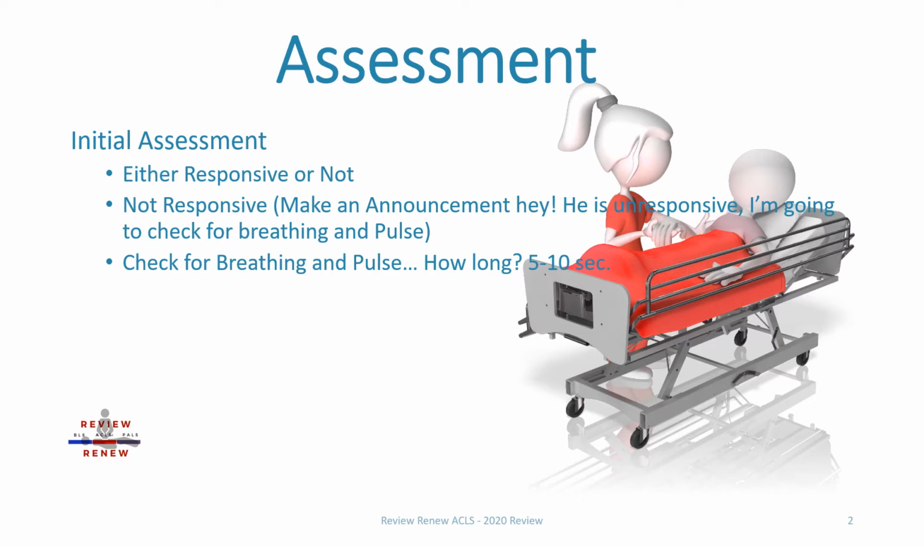How long do we check for breathing and pulse? 5 to 10 seconds. That is correct. It's a quick verification whether or not you have a pulse and breathing. For adults, it's going to be the carotid artery or the femoral artery. If there is no pulse, we need to start the BLS survey and start CPR.